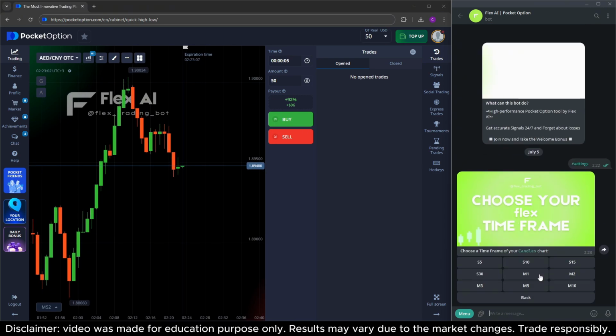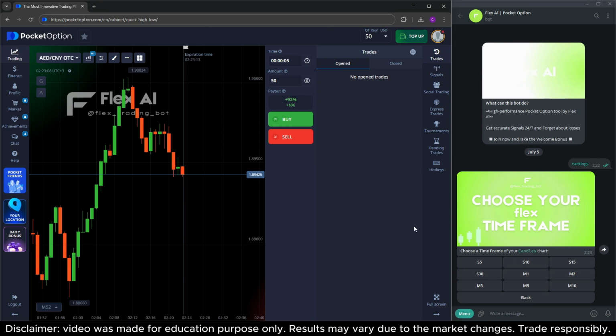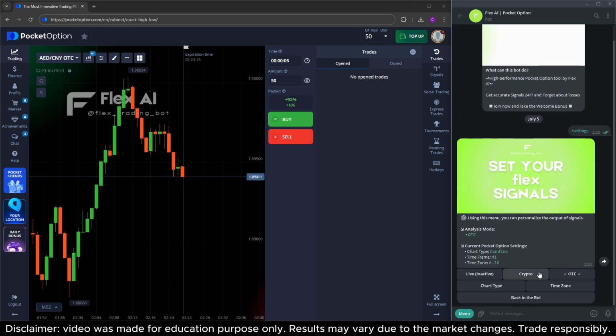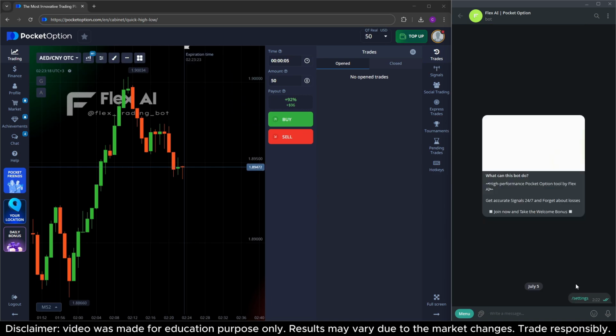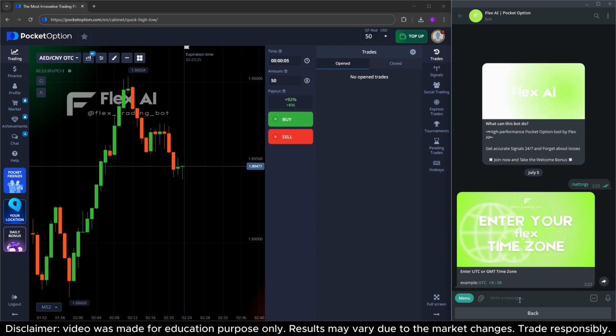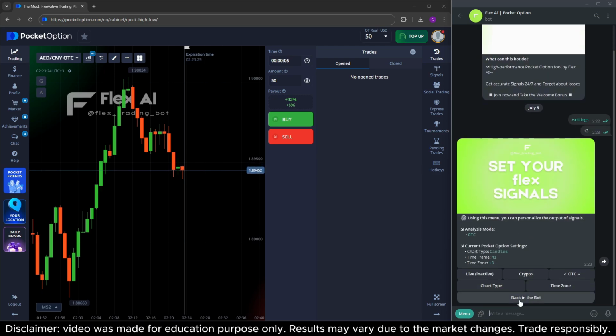When talking about customization, this is what it looks like. Live assets, OTC or crypto. Set your own charts type, time frame, and the most important, your time zone. Flex AI will fully synchronize with your own Pocket Option account. When all the settings were set, let's proceed to the first Flex trading session.